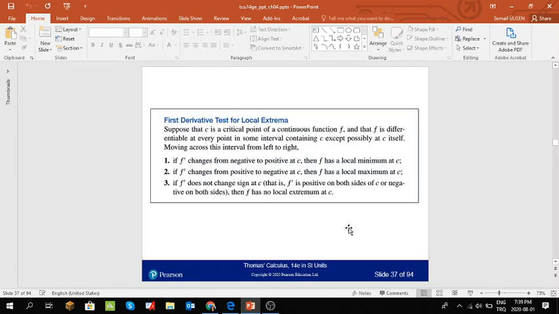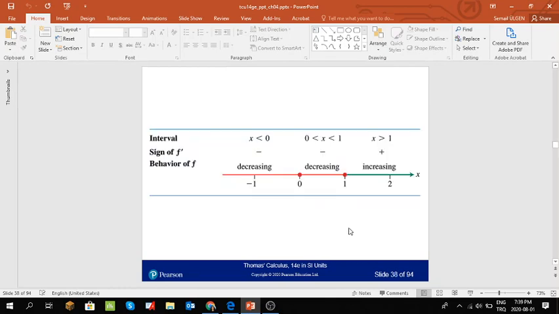Okay, so the first derivative test is going to be useful, and it gives information on the local maximum or local minimum. It doesn't give any other information. And let's see, what is this example?